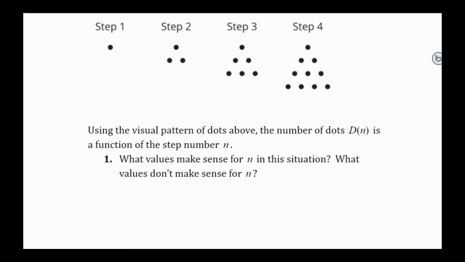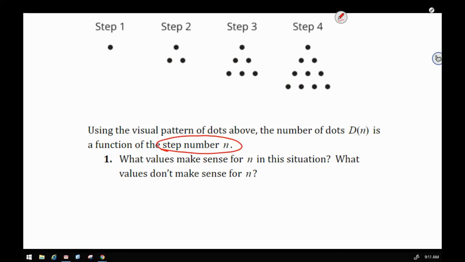So using the visual pattern of dots above, the number of dots given is a function of the step number n. What values make sense for n in this situation? Okay, so what kind of step numbers are we going to have? Values of n. Am I going to have like a step 1.5? No. Am I going to have a step 2.25? No. Am I going to have a step negative 14? There's dots there. So maybe they're like upwards. No, they just all been up there.